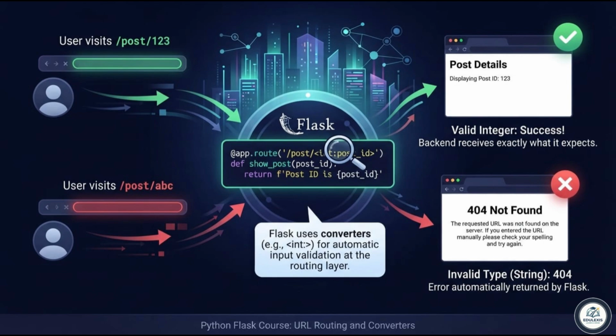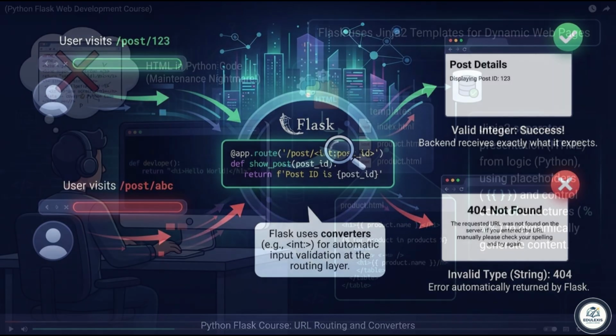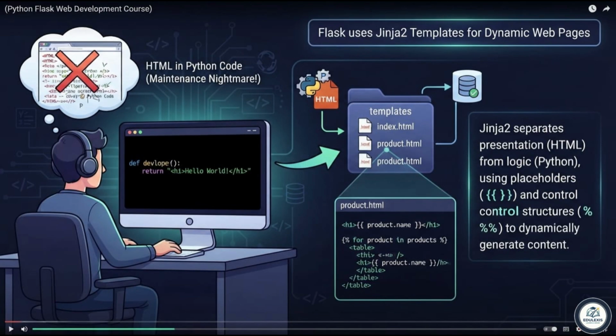This is a form of input validation at the routing layer, which saves you from writing manual checks inside your function. It keeps your code cleaner and more secure. We'll demonstrate this by creating a route that only accepts numeric IDs, ensuring our backend logic receives exactly the data type it expects. While returning strings from functions is fine for testing, real websites need HTML.